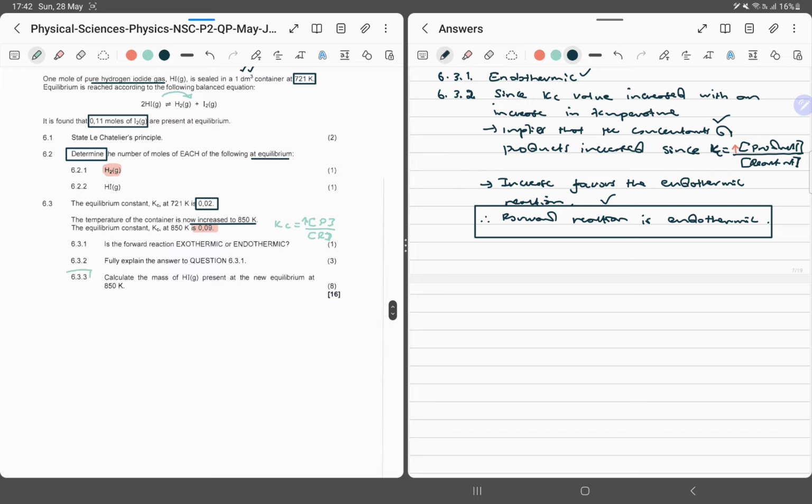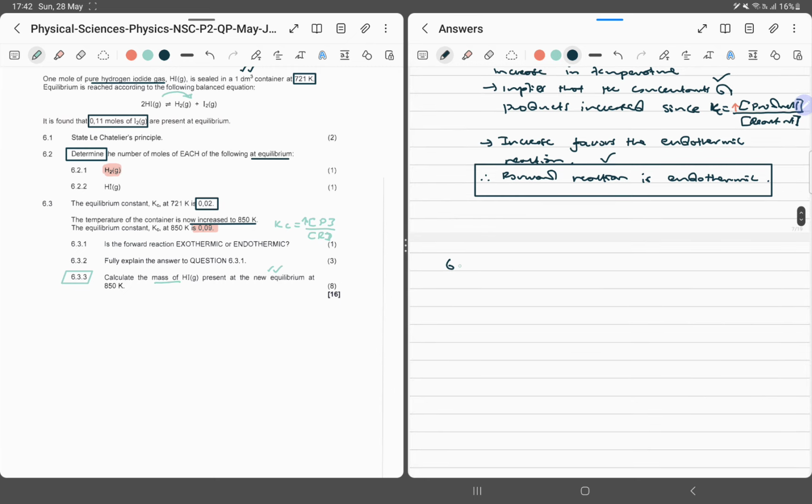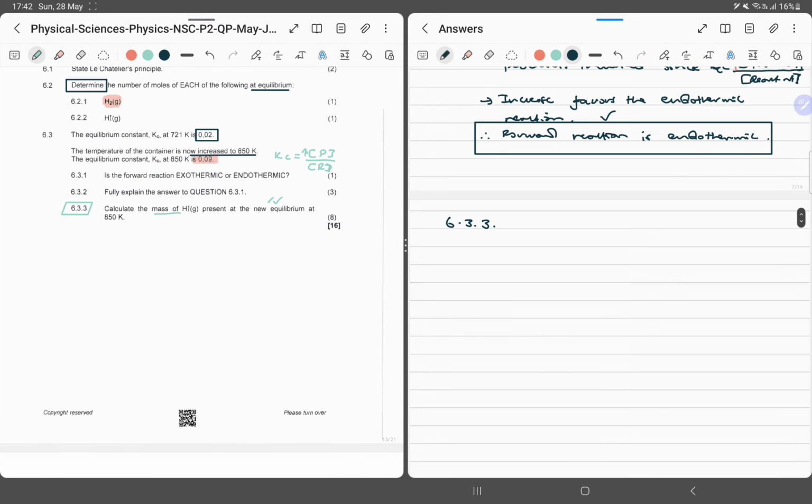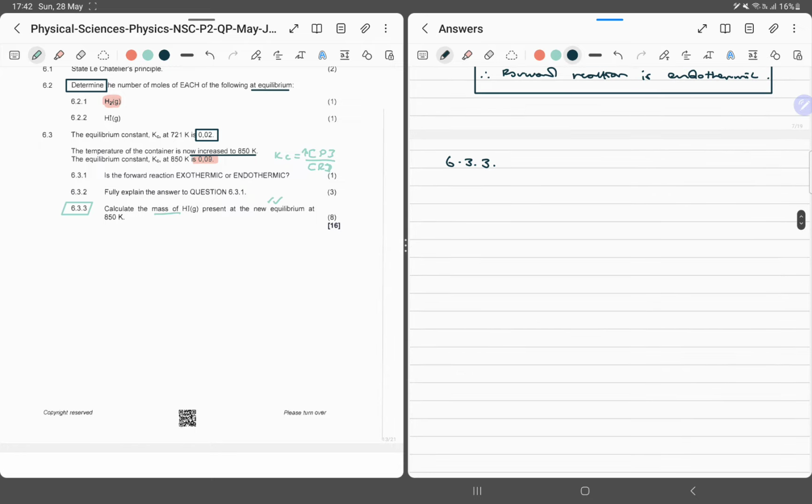Okay, now this big one, this one. Calculate the mass of hydrogen iodide present at the new equilibrium at 850. Okay, so this one is the big one. So this is the one that you guys need to practice as many of the questions around it as possible, because it carries a lot of marks and there's no reason for you guys to get it wrong, because it's always there. It's always there.